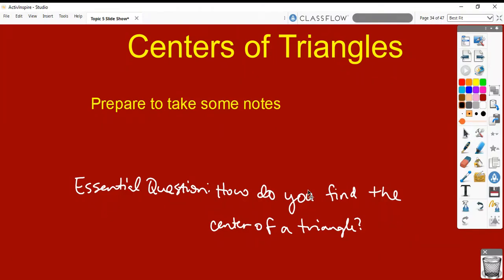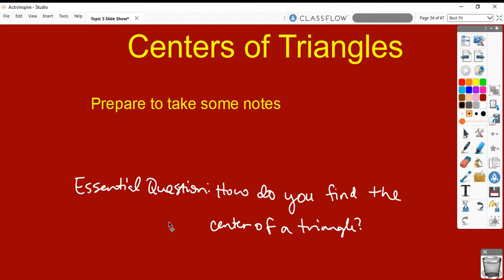We're looking at the last section of notes for topic 5, the last section in the packet. We've got the centers of triangles as our topic and our essential question here. How do you find the center of a triangle? Okay, how do you find the center of a triangle? And the answer to that question is, well, it depends.